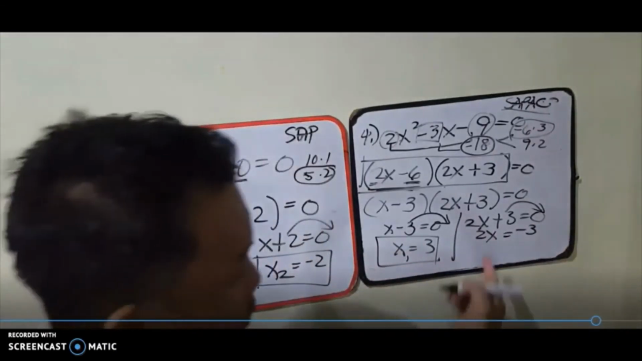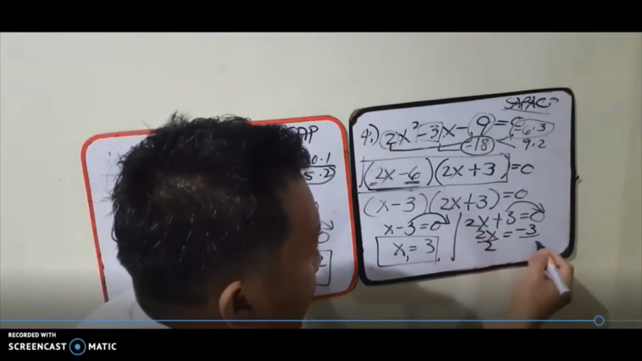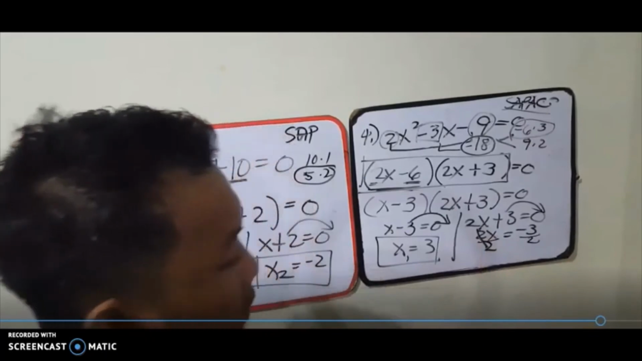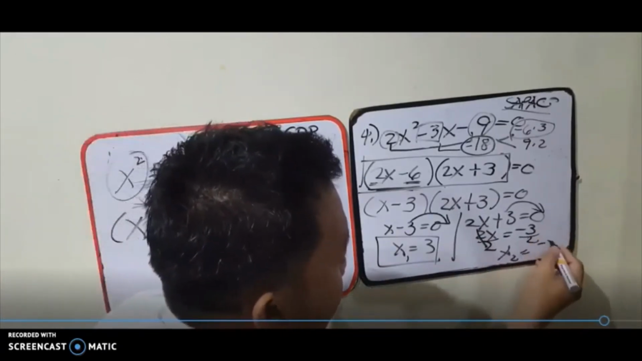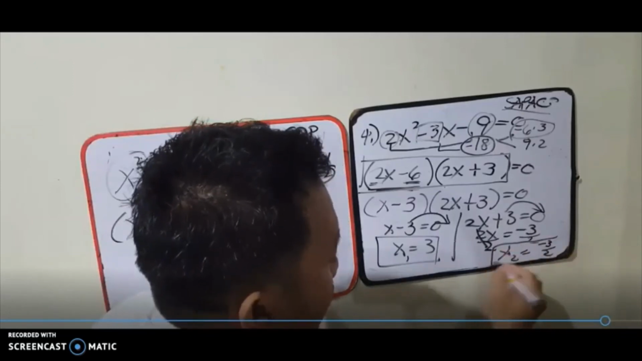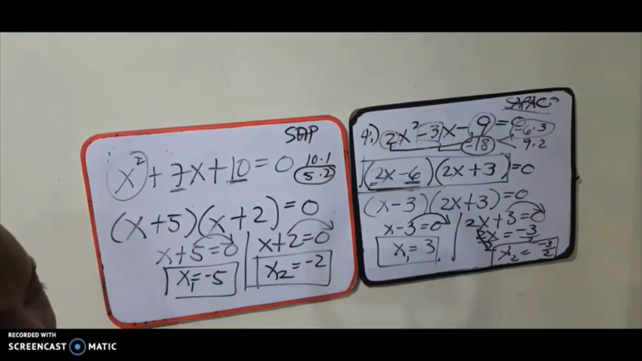So it's not yet true because x still has 2. So we still have to remove 2 there. That is by dividing both sides by 2. Then x will be left. That's x sub 2 is equal now to negative 3 over 2. That would be the answer for sample number 4.